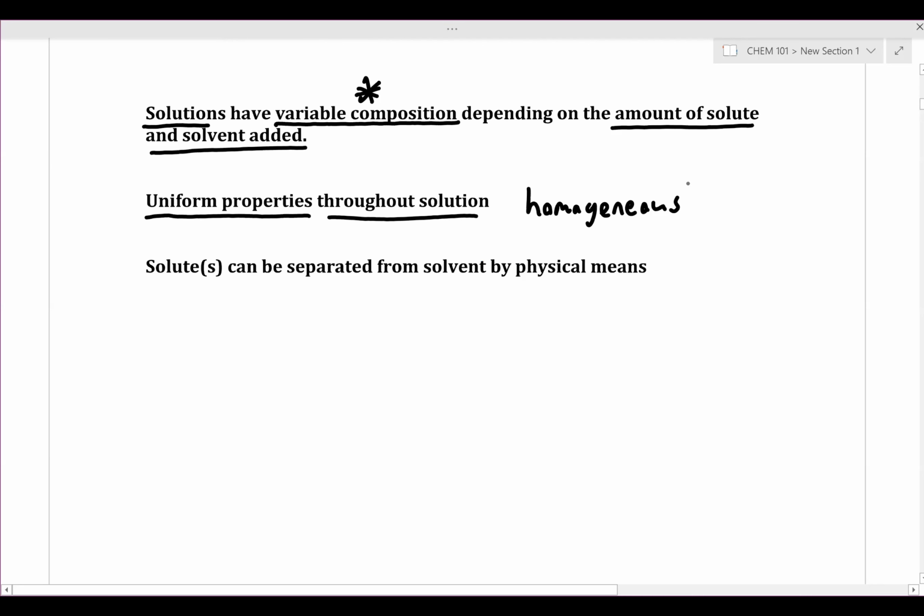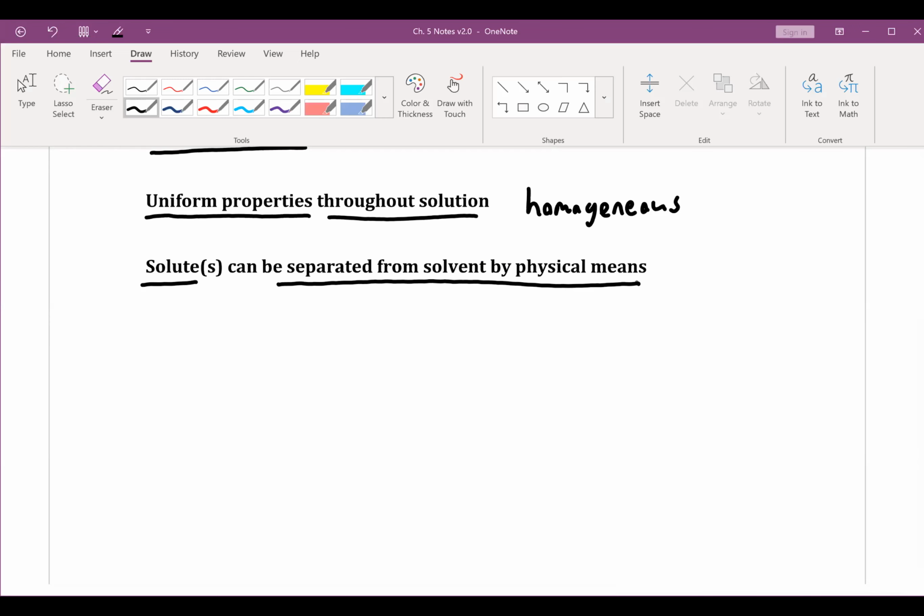Okay. The last main feature that we actually see and exploit in our day-to-day lives is the idea that solutes can be separated from the solvent by physical means. Okay, so let's unpack each of these points step by step. And to do that, we're going to need to draw some pictures.